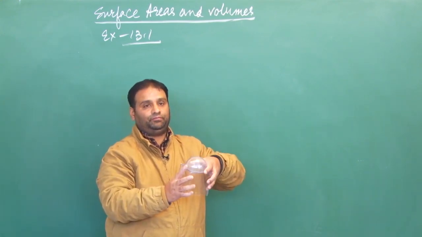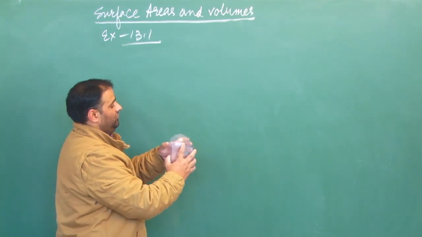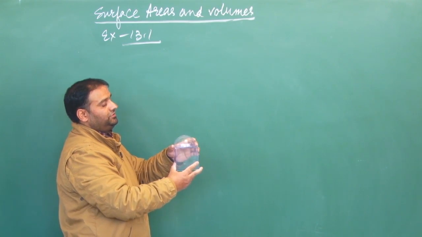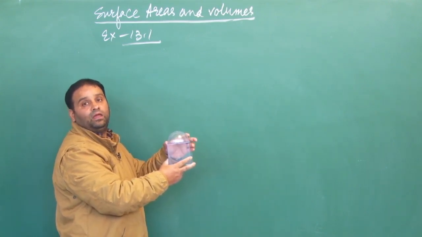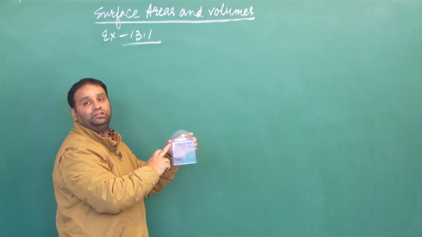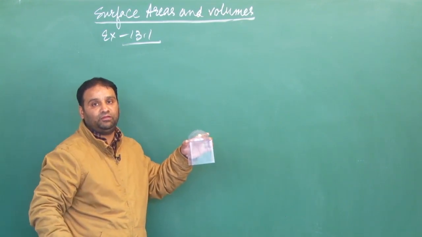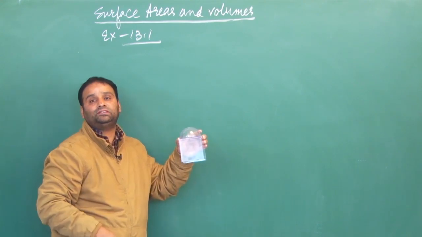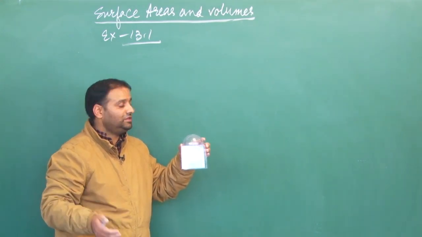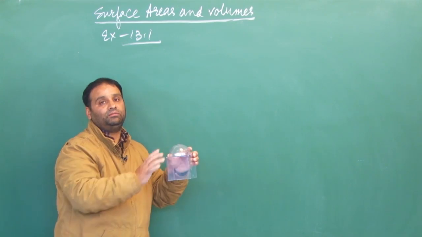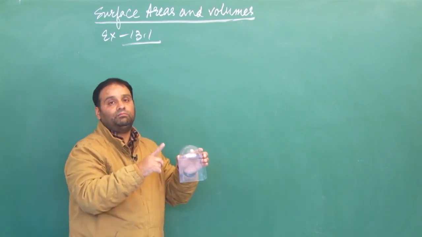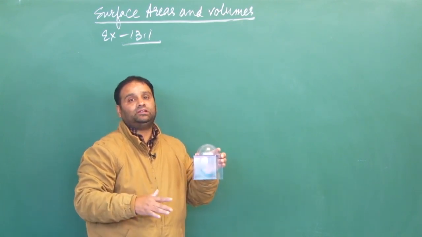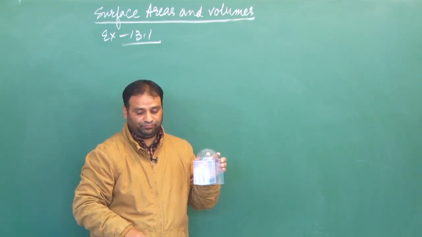And simply we can find, if the hemisphere is completely mounted on that cubical surface, the edge of the cube and the diameter of the hemisphere remain the same. If the side of the cube is 7 centimeters, it means that the diameter of the hemisphere, which is completely mounted on it, will also be equal to 7 centimeters.